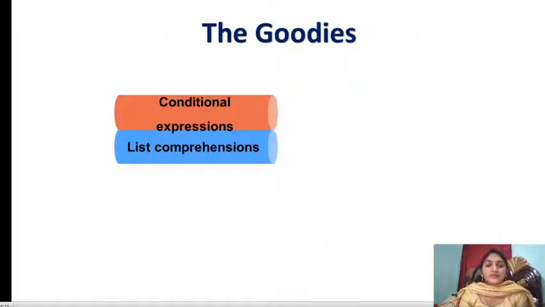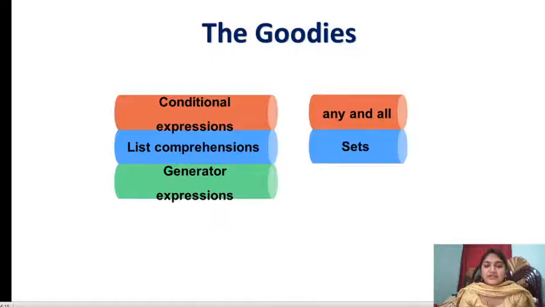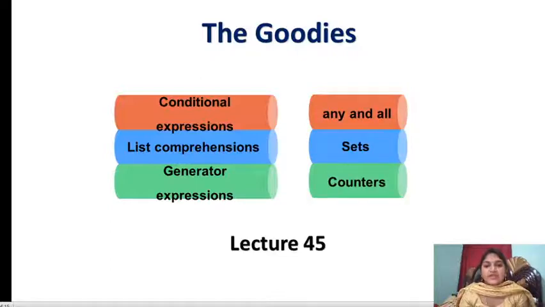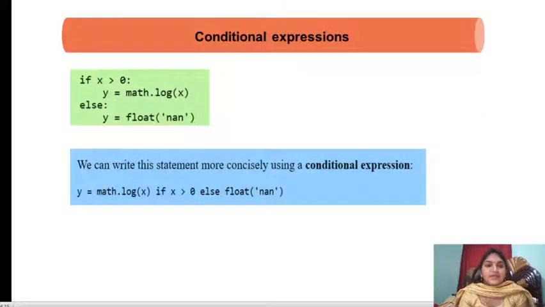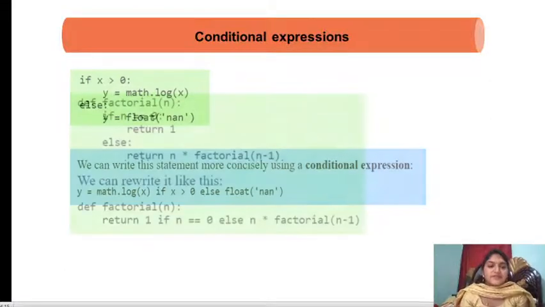Goodies define conditional expressions, list comprehensions, generator expressions, any and all, sets, and counters. This is lecture 45. If we take conditional expressions, I am taking an if condition: if x greater than 0, y equals math.log of x, else y equals float of nan. We can write this statement more concisely using a conditional expression: y equals math.log of x if x greater than 0, else float of nan. So this defines the conditional expressions.